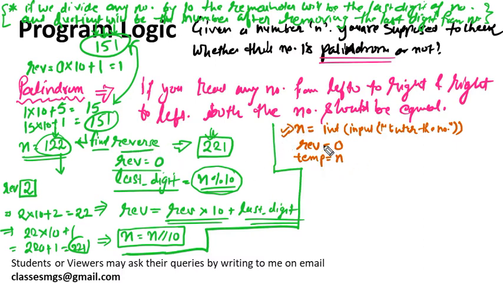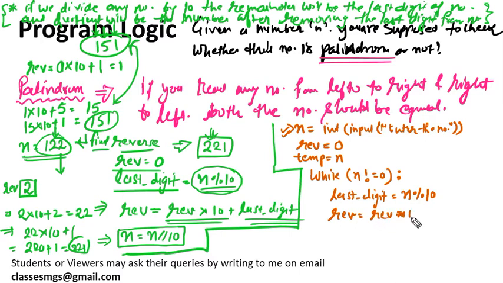So temp, I am creating a copy of this number n, because I am going to modify it like this here. So what we need to do: while n is not equal to 0, I keep on finding the last digit. How do you find the last digit? n % 10 will give you the last digit, and then you will apply this formula, reverse = reverse * 10 + last digit.